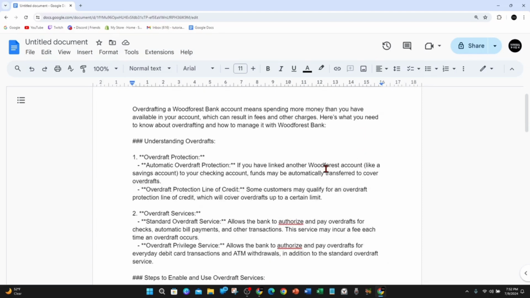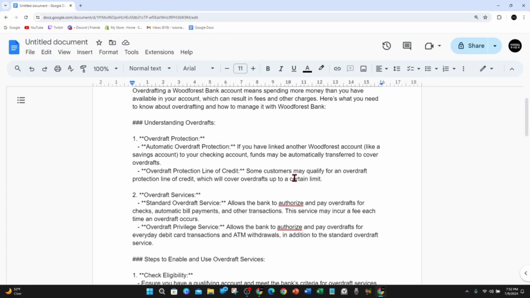So the first thing you need to do is understand overdrafts. So overdraft protection, automatic overdraft protection. If you have linked another Woodforest account like a savings account to your checking account, funds may be automatically transferred to cover overdrafts. And then some customers may qualify for an overdraft protection line of credit, which will cover overdrafts up to a certain limit.